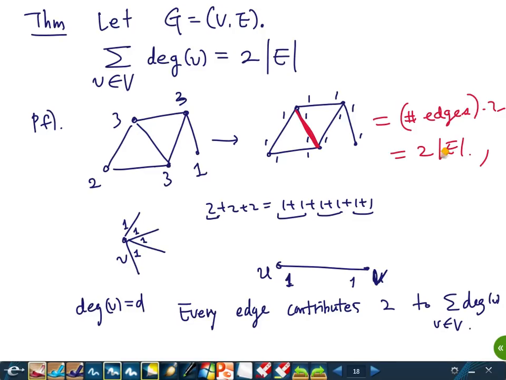You just give a different way of counting these numbers. Also, this is a very well-known theorem, sometimes called the handshake lemma or handshake theorem.